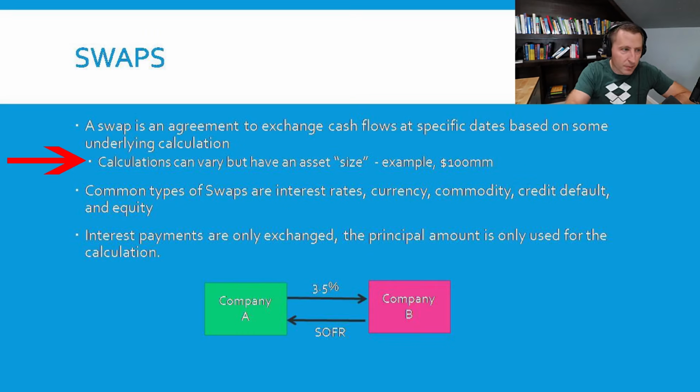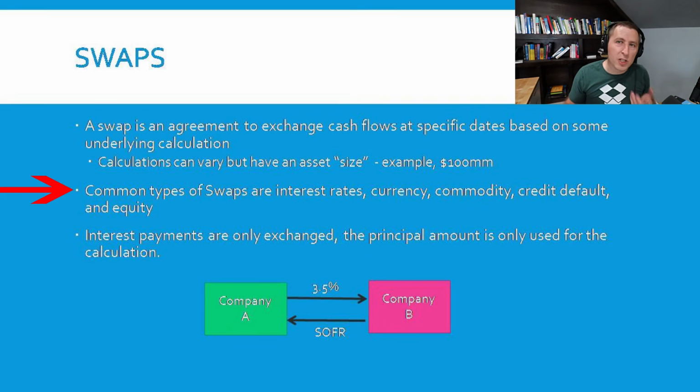The calculations can vary, but often, for example, $100 million might be what we're calculating that interest off of. Common types of swaps are going to be interest rate swaps, for example a fixed versus a floating rate, which I'll show you in the example below. Then currency swaps. Let's say you are purchasing or selling some sort of asset in another country. So I'm delivering that coffee. Let's say I'm getting paid in pesos, for example, and my company operates in the US in dollars.